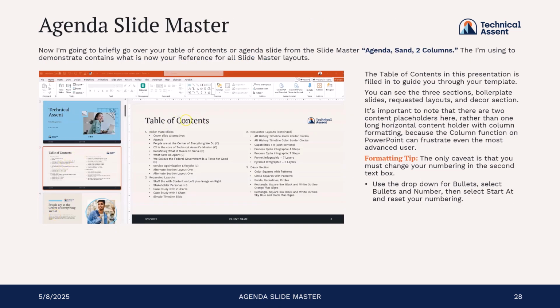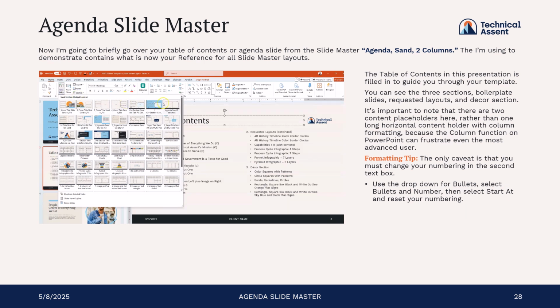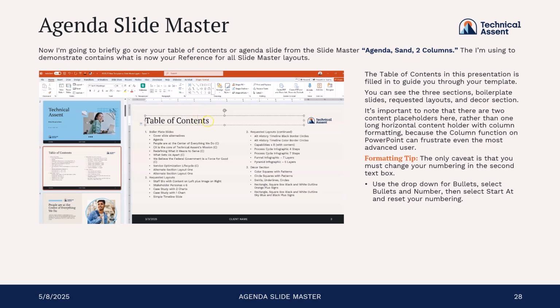Now I'm going to briefly go over your table of contents or agenda slide. How it looks in the Slide Masters is this: agenda sand, 2 columns, real simple. So I've already set this one up to guide you through your template. You can see the 3 sections here: boilerplate slides, requested layouts continued, and decor section.